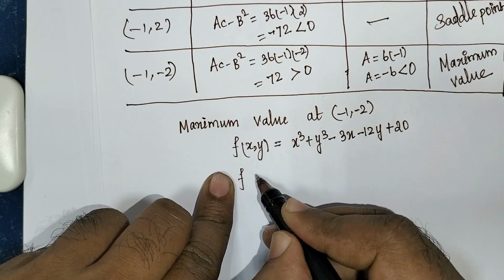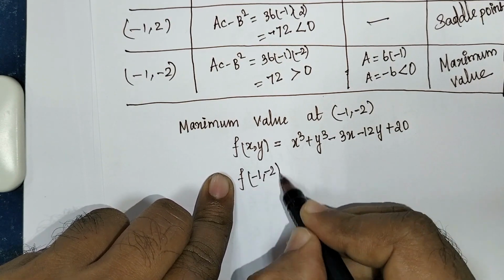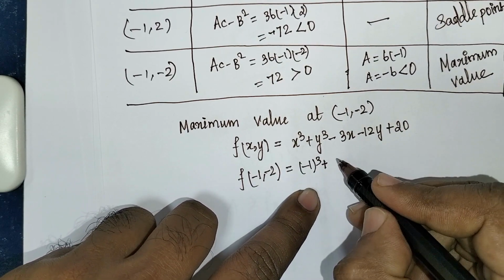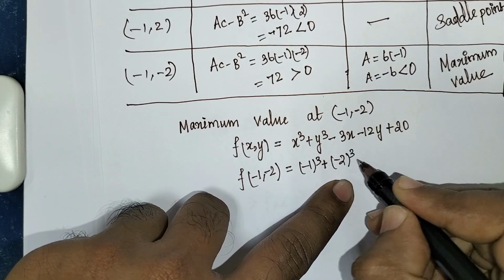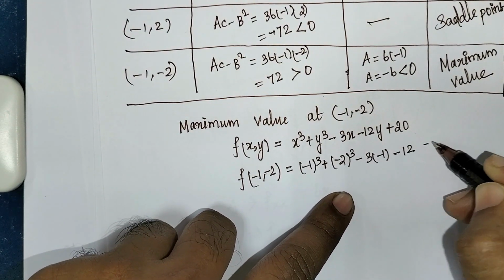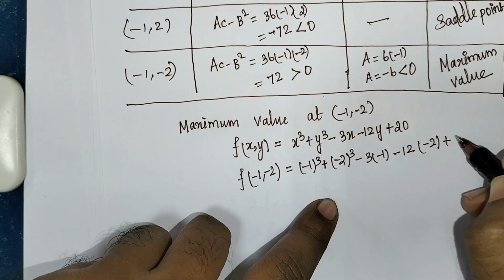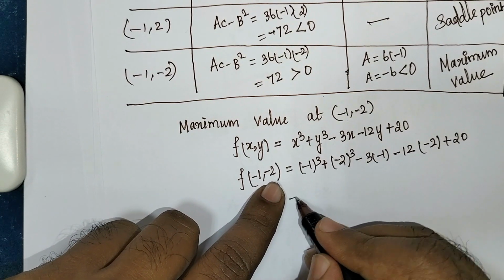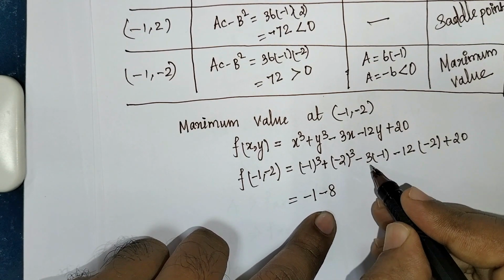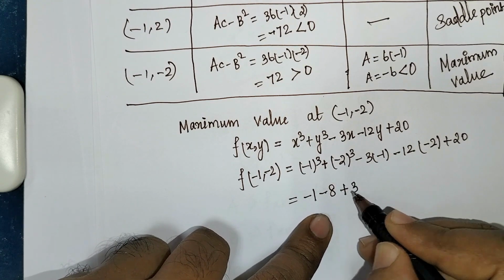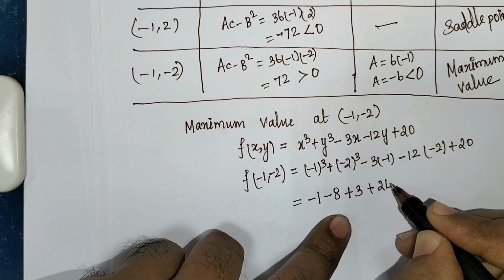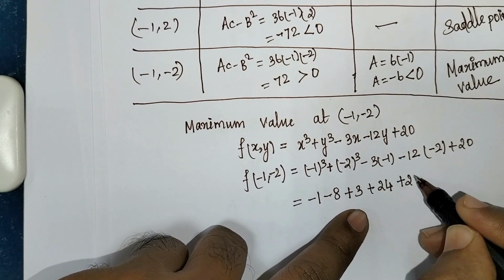So I will write f(-1, -2). x is -1, y is -2. (-1)³ + (-2)³ - 3 into x equal to -1, minus 12 into y equal to -2, plus 20. Okay, simplify this: (-1)³ is -1, (-2)³ is -8, -3 into -1 is plus 3, -12 into -2 is plus 24, and plus 20.